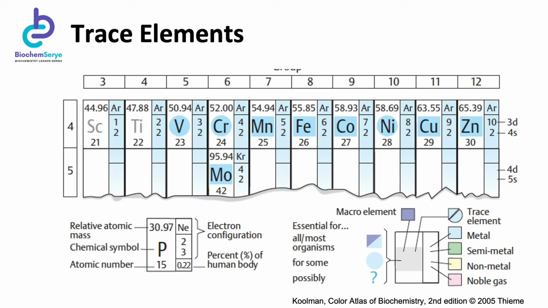All other elements important for life are present in such small quantities that they are referred to as trace elements. These include transition metals such as iron, zinc, copper, cobalt, and manganese. A few nonmetals, such as iodine and selenium, can also be classed as essential trace elements.